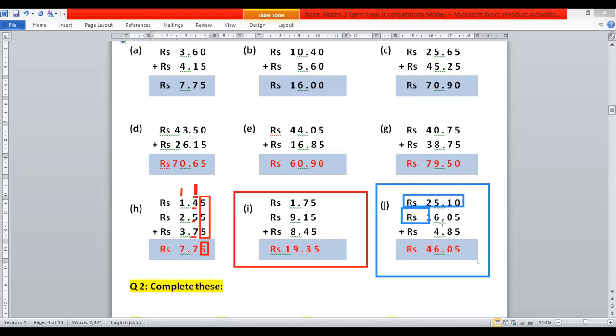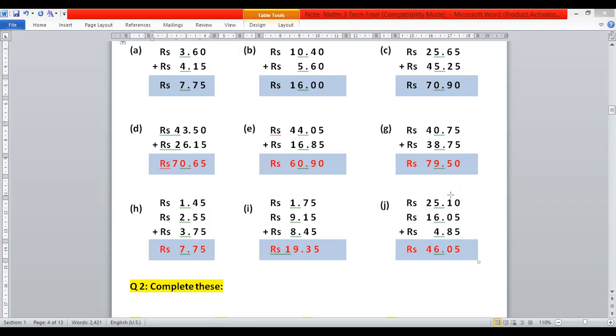In part H, Rs 25.10 plus Rs 16.05 plus Rs 4.85. So here we will add the first column first. 5 plus 5, 10. Here is a typing mistake, please correct this mistake. It is 0. Carry 1. 8 plus 1, 9 plus 1, 10, carry 1. 6 plus 4, 10, plus 5, 15, plus 1, 16. Write 6, carry 1. 2 plus 3, 1 plus 2, 3, plus 1, 4.